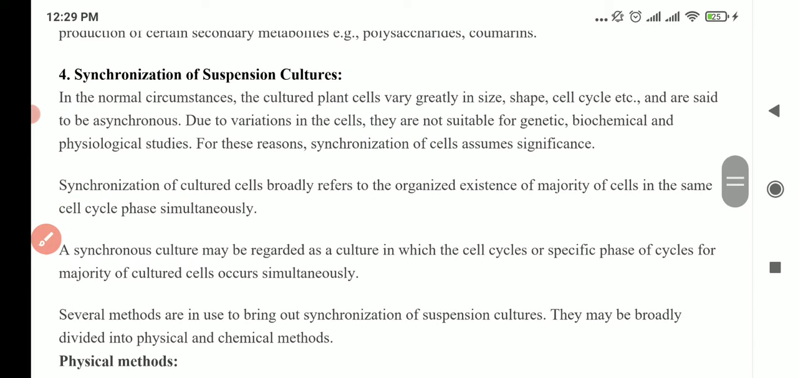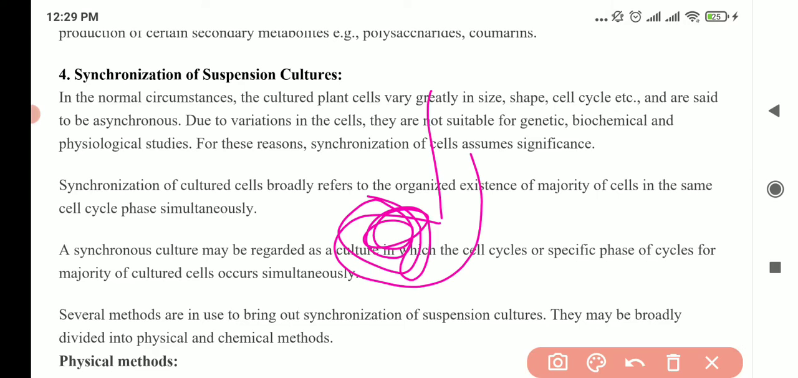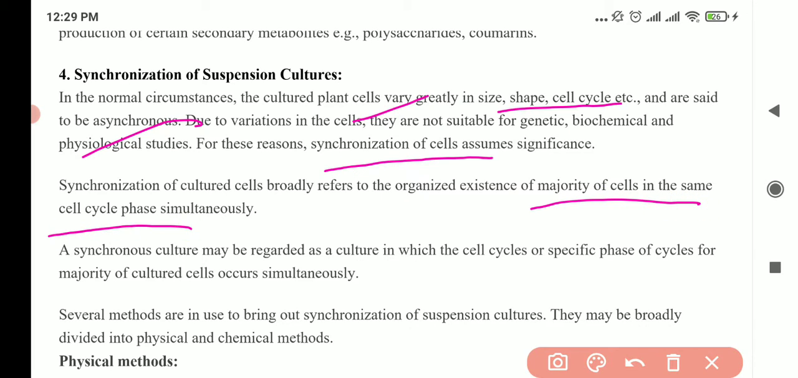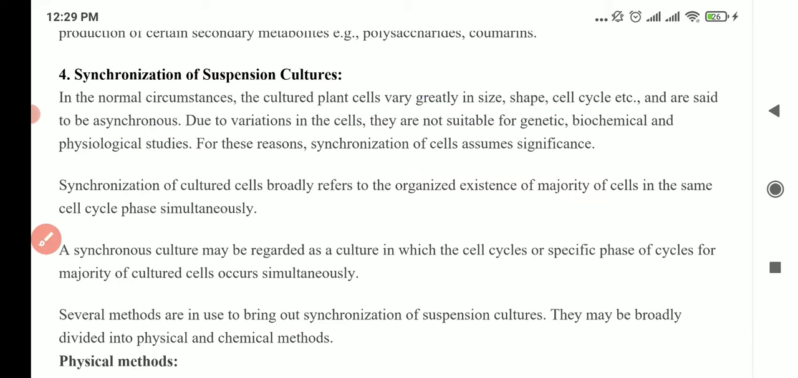Then synchronization of suspension culture. When the cells are not of the same shape, same size, etc., they are asynchronous. So synchronized will be the opposite of that. So we want the synchronization to happen. We want most of the cells to be in the same cell cycle phase. For example, I teach you girls and I want you all to understand me at the same time. If some of you are slow, then I will give you extra time, but here we want the cells to grow at almost the same rate. So let's go on to the next.